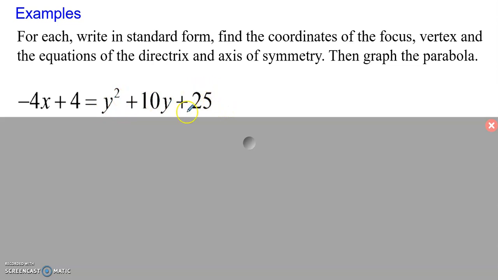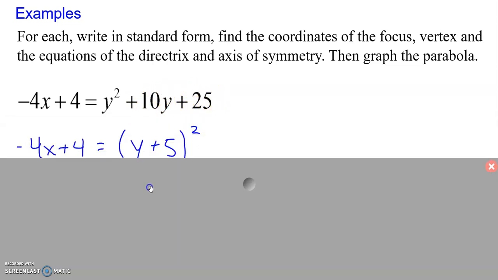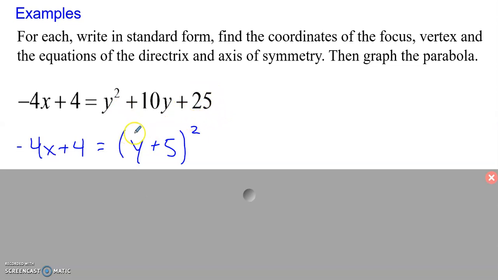You'll notice, before I move this 25 over, pay attention to the fact that half of 10 is 5, and 5 squared is 25, so that is already the number that I want there, because this is already factorable into a perfect square. This is y plus 5 times y plus 5, so it looks like I'm ready to write it like that right away.